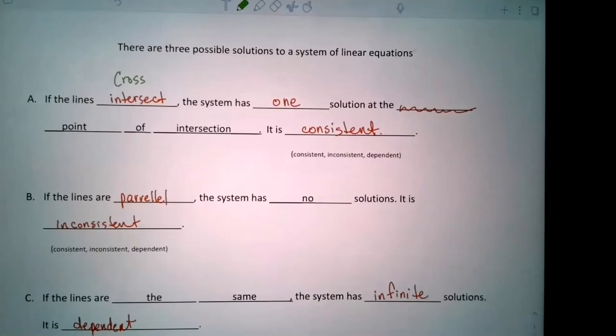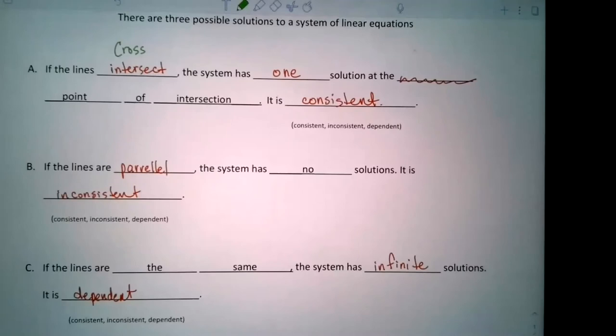Our second solution says if the lines are parallel, and hopefully you remember that parallel lines are lines that never intersect, that never cross, the system has no solutions. And that makes sense because if they never cross, there's never going to be an ordered pair that will satisfy both of them at the same time. And it is what we call an inconsistent system.